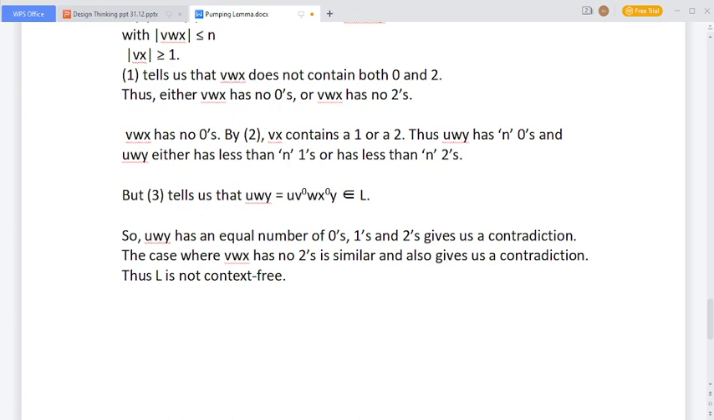So the pumping lemma is used to prove that a language is not regular and also that a language is not context free. A language which satisfies the pumping lemma may still not belong to the regular or context free languages.